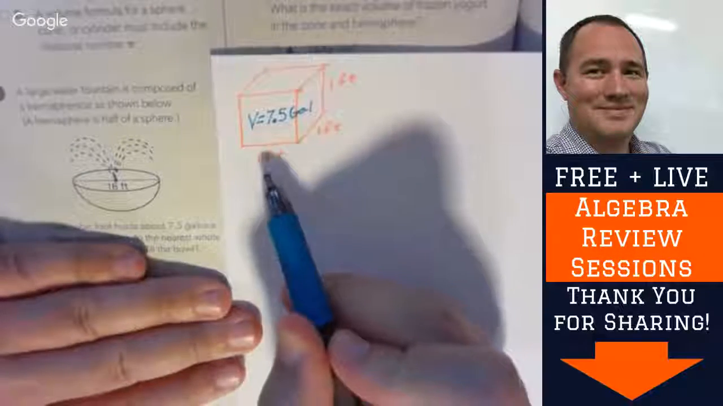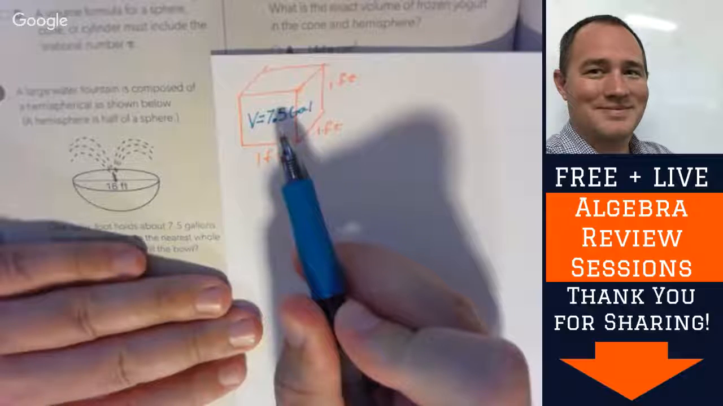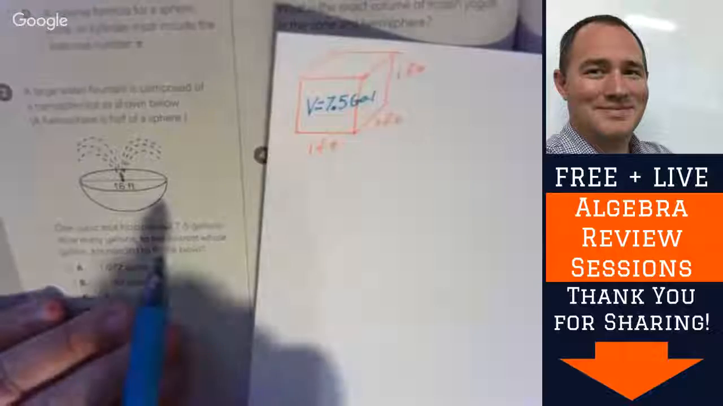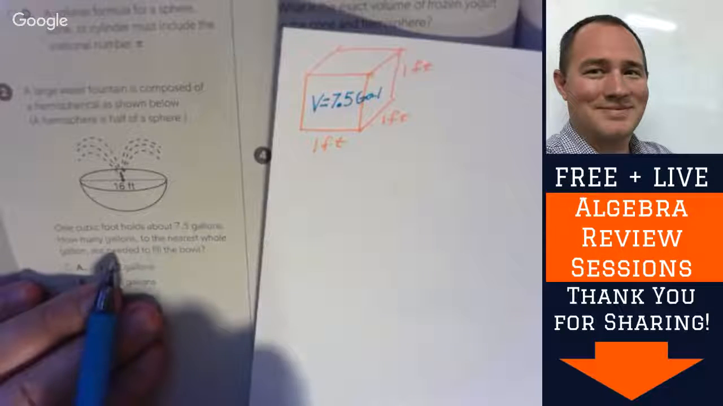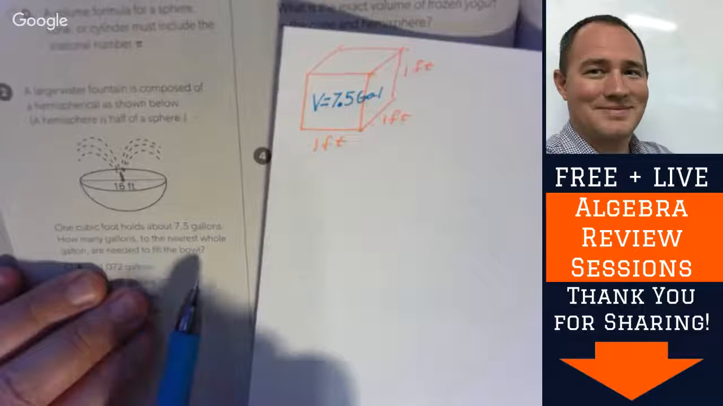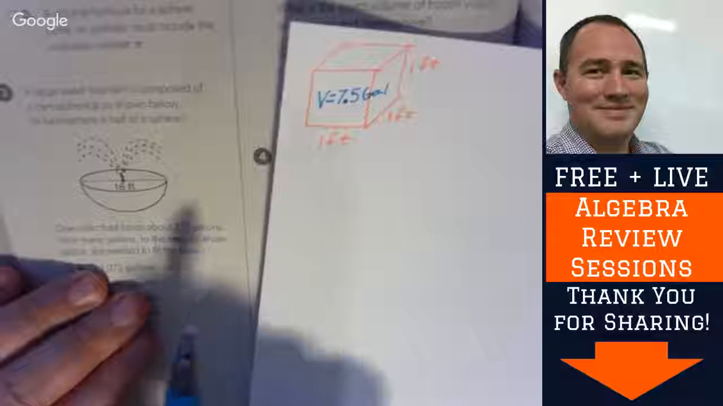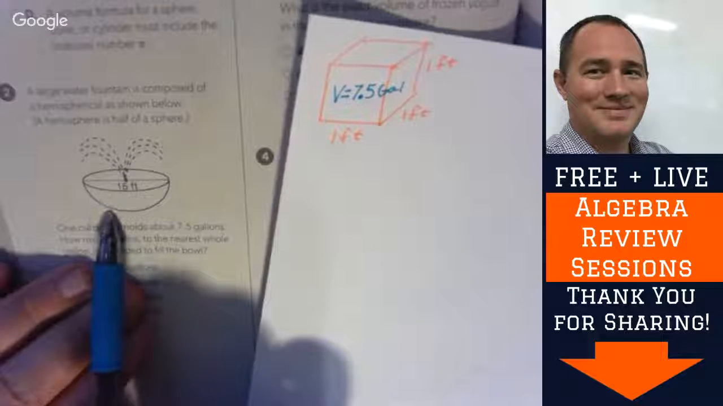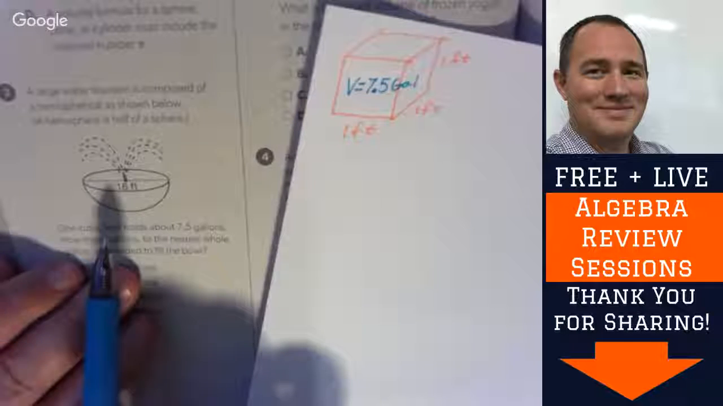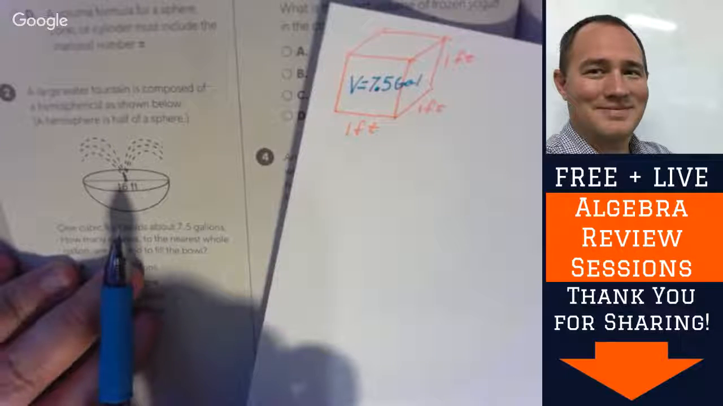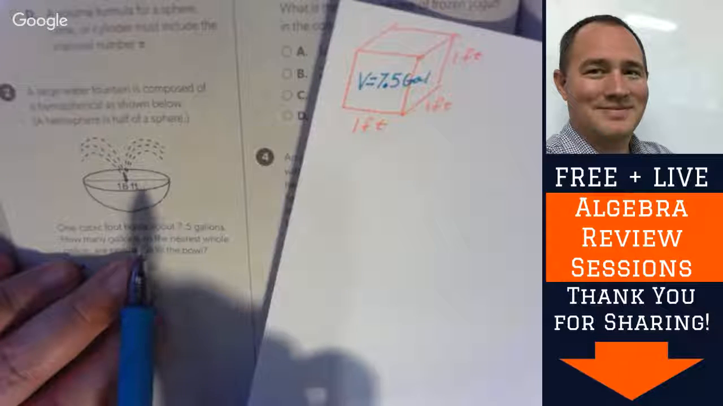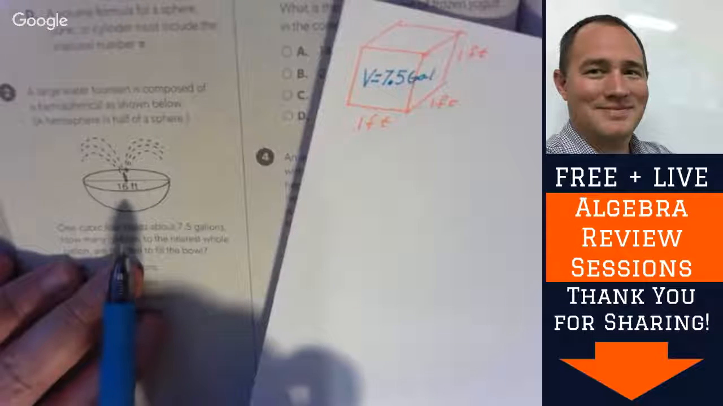Okay, so 1 cubic foot has 7.5 gallons. And it's asking us ultimately how many gallons, to the nearest whole gallon, are needed to fill the bowl. So when we do the volume calculation on this hemisphere, it is not going to tell us the volume in gallons. It's going to tell us the volume in cubic feet.